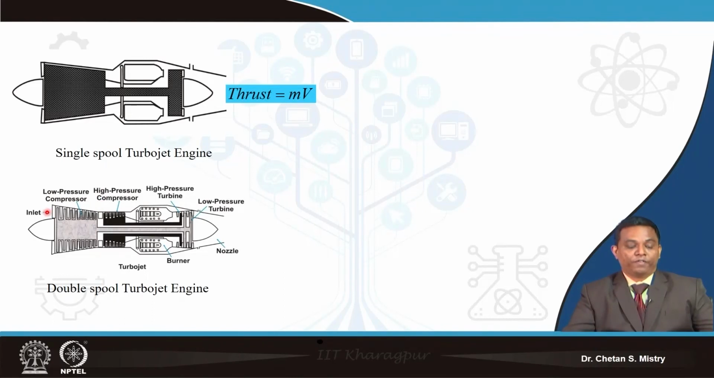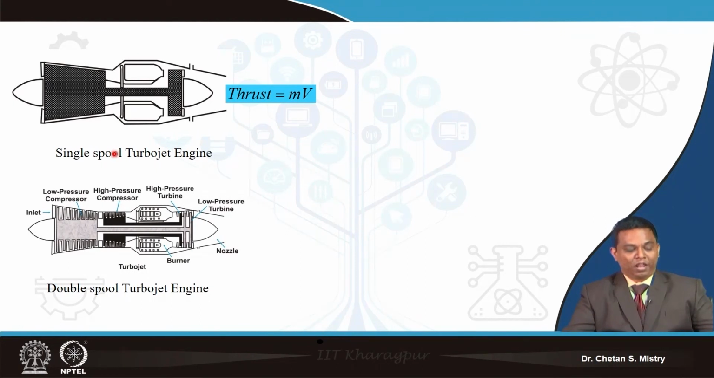Okay, so we have this kind of configuration, that's what is meeting the requirement of my power generation for generation of my thrust. A similar kind of configuration may be used for land-based power plants. So in order to avoid the limitation of single spool, we are moving to the double spool configuration.